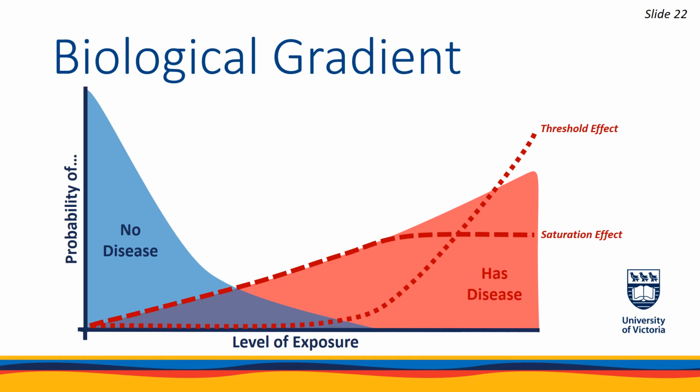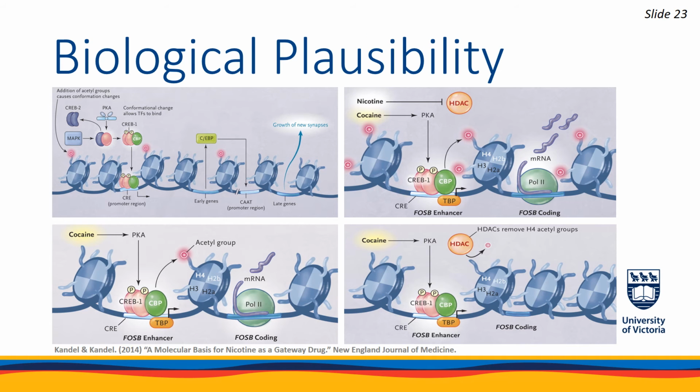In the next example, you see a threshold effect, where for a long time, exposure doesn't cause a disease, and then somehow you pass a safe limit, and then the disease really takes off. And so understanding a biological gradient and some of the exceptions is another way to assess causality. The next, on slide 23, is biological plausibility. Biological plausibility is mainly that you just have a mechanism by which a disease can be caused.